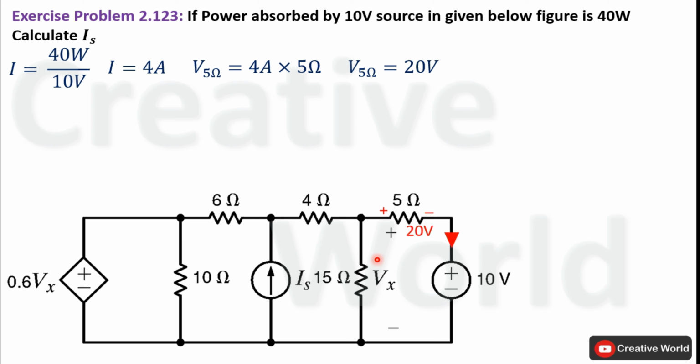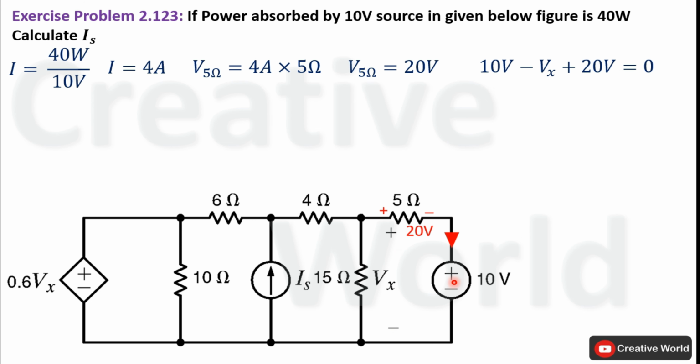Now inside this closed loop, we can apply Kirchhoff's voltage law to calculate the voltage across this 15 ohm resistance labeled as Vx. Inside this loop, we will take the direction of current in clockwise direction, and the polarity of voltage across this 15 ohm resistance is already given in this scenario, so we will not change this polarity. Write the Kirchhoff's voltage law equation for this closed loop.